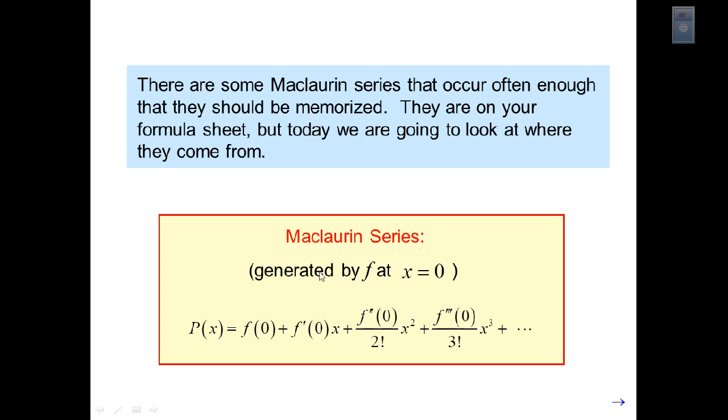So a Maclaurin series generated by f at x equals 0 is p of x equals f of 0 plus f prime of 0 times x plus f double prime of 0 over 2 factorial times x squared plus f triple prime evaluated at 0 over 3 factorial times x cubed, and continues on forever and ever. The more terms you get, the more accurate your approximation is going to be.